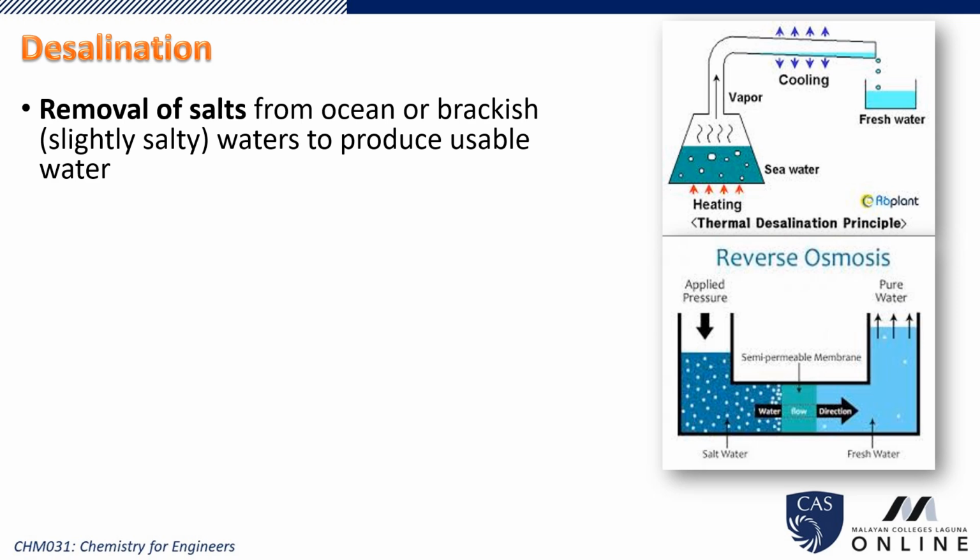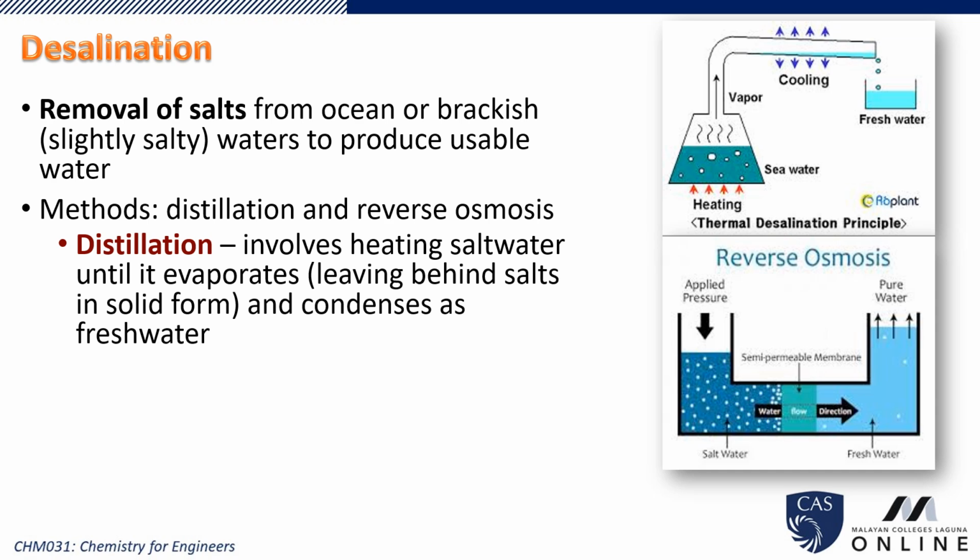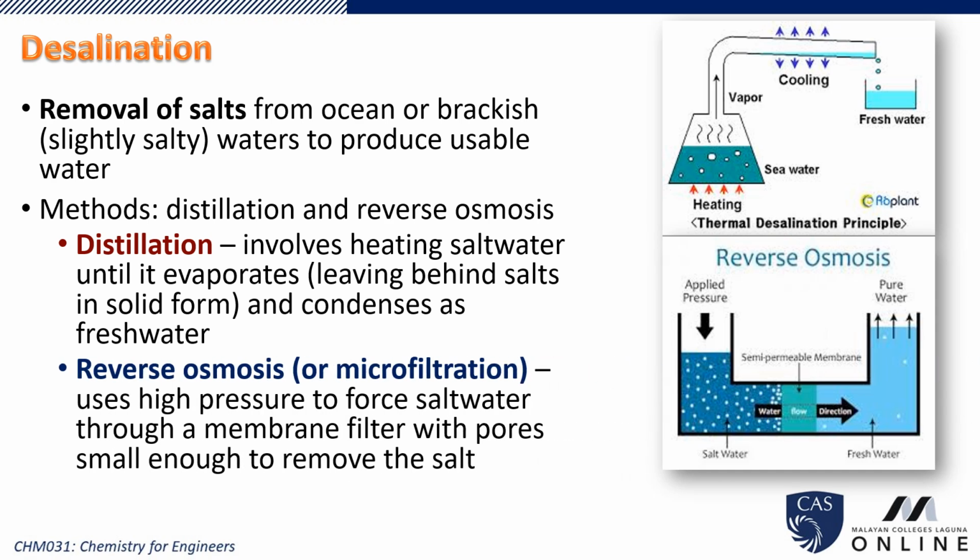There are also some special applications, such as desalination, which removes salt from seawater using distillation and reverse osmosis. However, desalination is very energy intensive and produces concentrated waste. The distillation process involves heating the salt water until it evaporates, leaving behind the salts in solid form, and the evaporated water condenses as fresh water. Reverse osmosis uses high pressure to force salt water through a membrane filter with pores small enough to remove the salt.